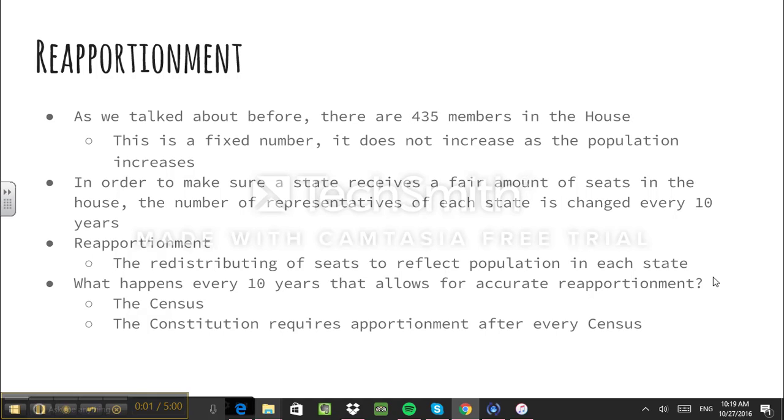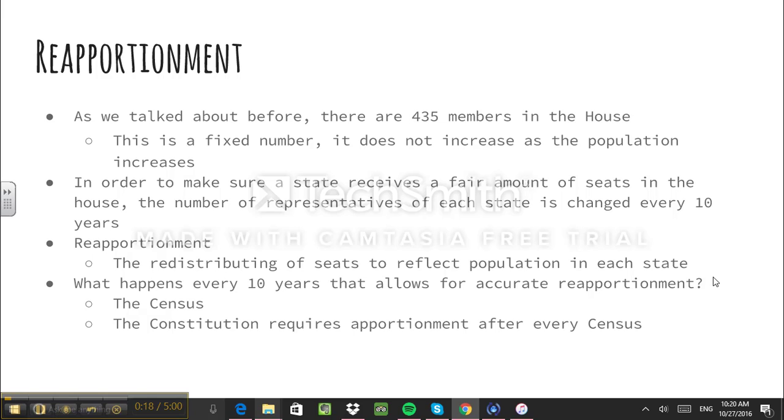Alright, today we are going to discuss reapportionment. Reapportionment is something that many students struggle with. It is not a word that is commonly used in the English language, so today we're going to go in a little bit more depth with it to help everyone clearly understand it.